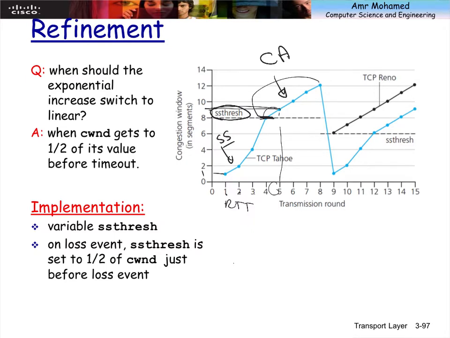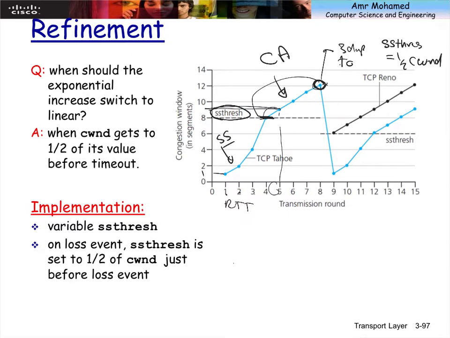The threshold. Yes. So when I have a decision for a lost packet, obviously here there is a decision. Right? We're not sure whether this is caused by 3 duplicate acks or a timeout. But actually, we'll know now. So whenever I have a packet loss here, this indicates that there is some possible traffic jam in the network. So in that case, at this point, I set the slow start threshold to half the current congestion window.